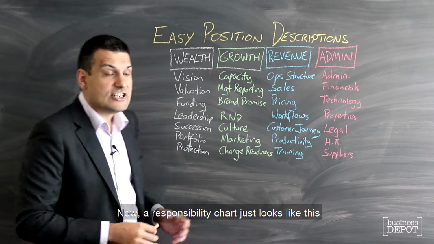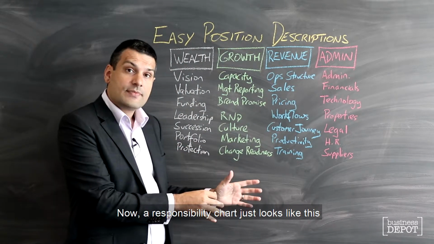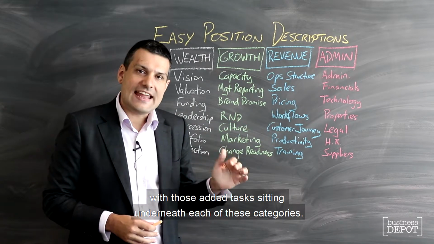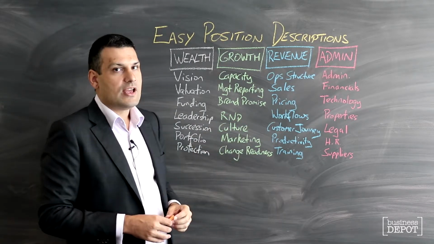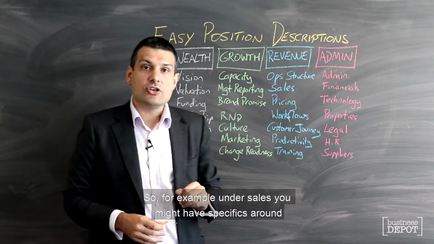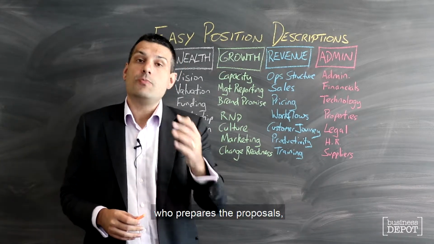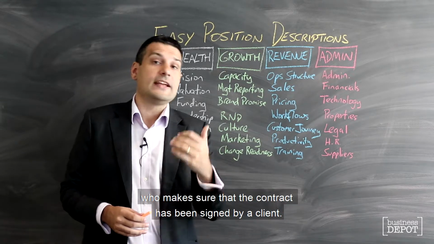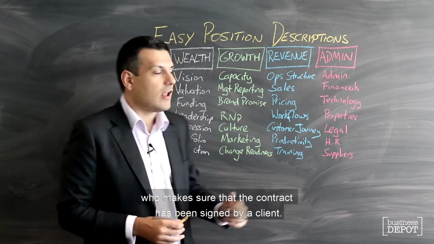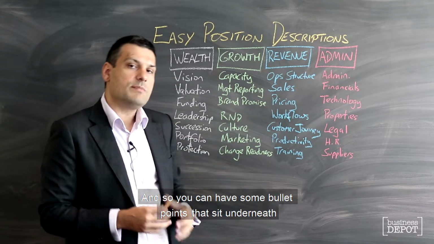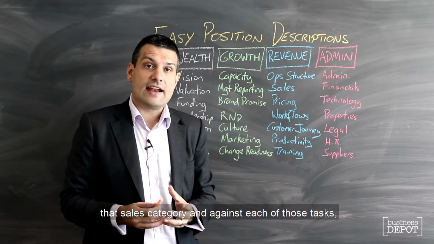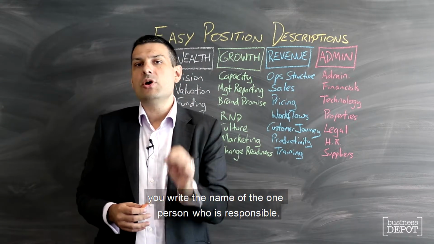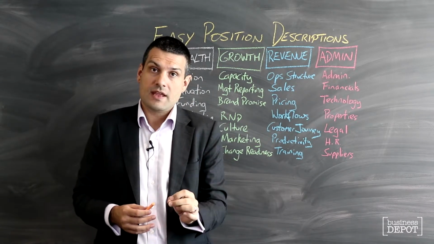Now, a responsibility chart just looks like this, with those added tasks sitting underneath each of these categories. So for example, under sales, you might have specifics around who prepares the proposals, who does the sales meeting, who makes sure that the contract has been signed by a client. And so you can have some bullet points that sit underneath that sales category. And against each of those tasks, you write the name of the one person who is responsible.